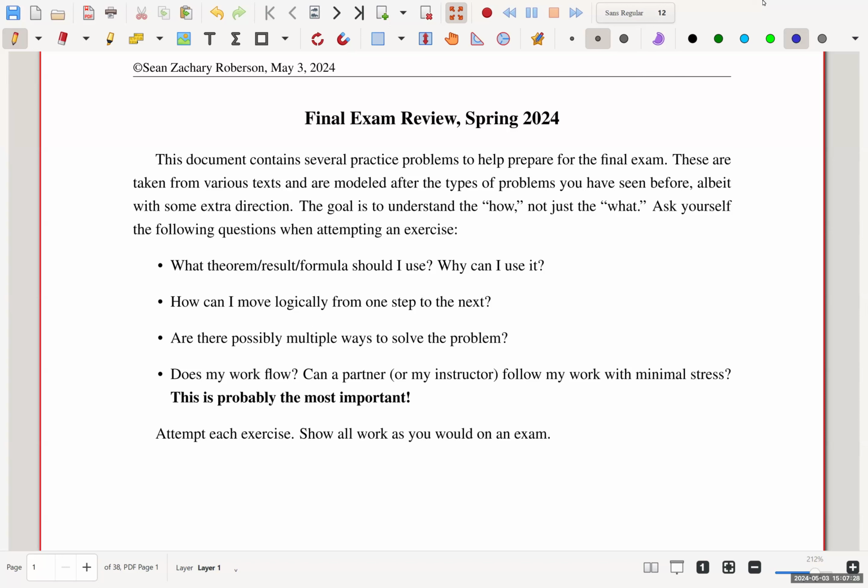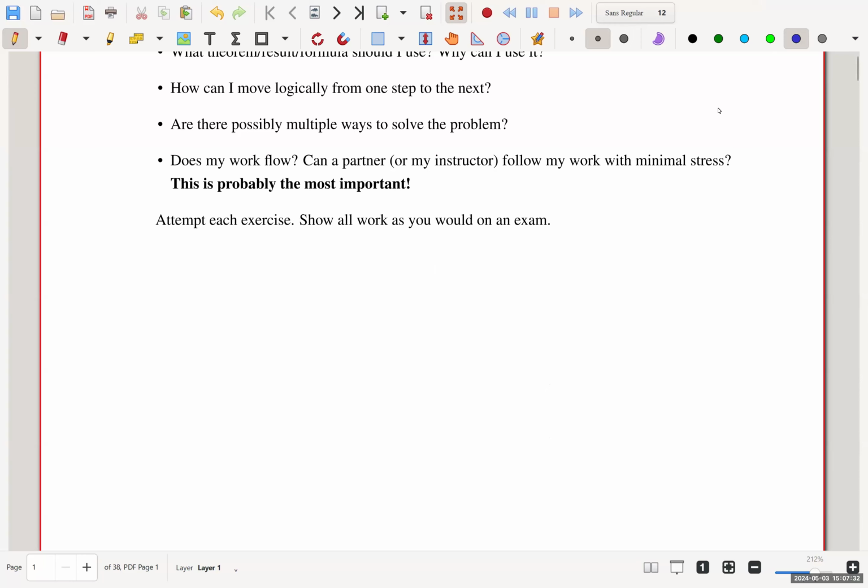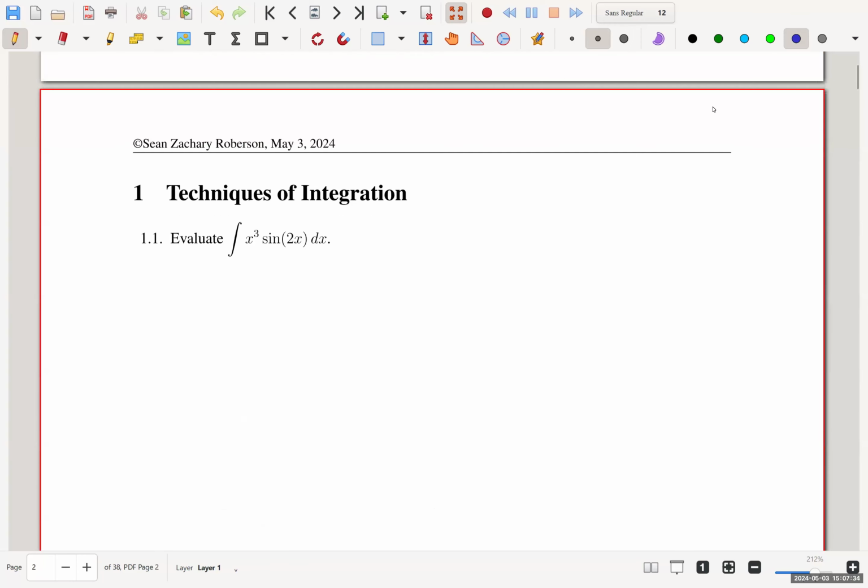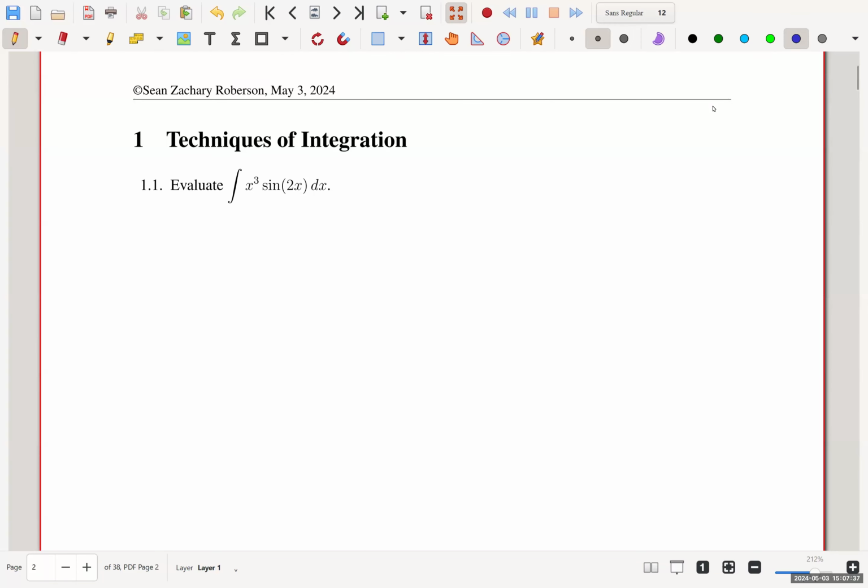We have a lot to cover. I'm going to try to make sure that you all are prepared. So that being said, let's just jump right into it. I want to start with techniques of integration 1.1 here. This is an assortment of integrals, but I've grouped them into various classes.